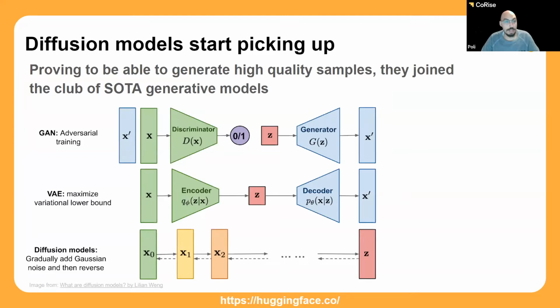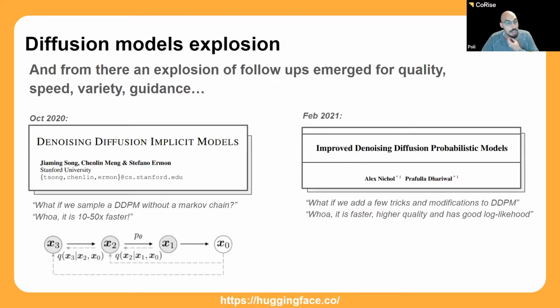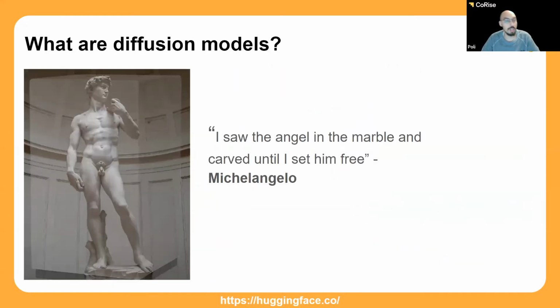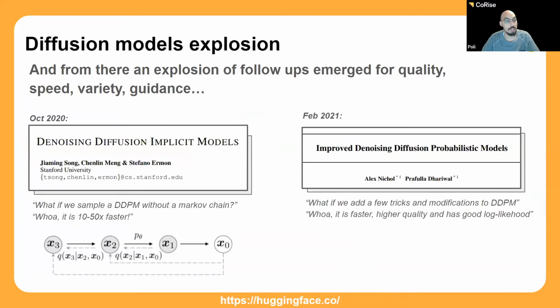So then diffusion models started picking up, and they joined the club of generative models. Together with GANs and VAEs, diffusion models were now in the club of good models, or state-of-the-art models that are worth paying attention to. And from then we saw an explosion. So we stayed 5 years without many advancements, and then, as we can remember, it's June. So from June, then we saw October.